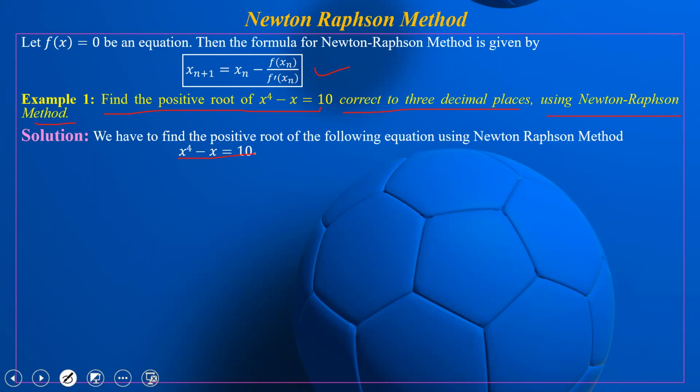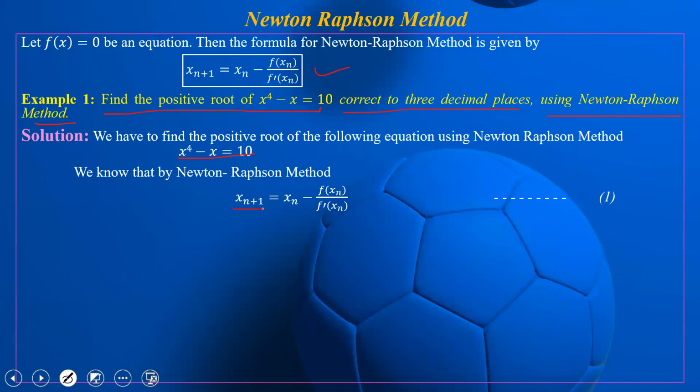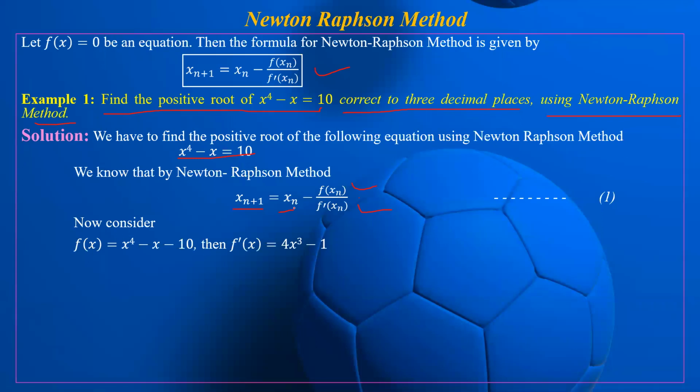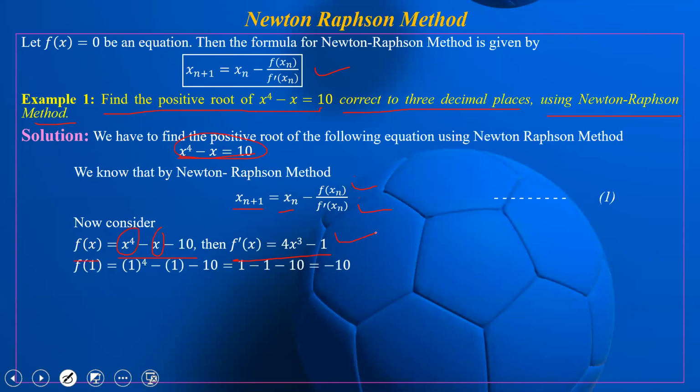So let us consider what f of x is. We know that by the Newton-Raphson method, xn plus 1 is equal to xn minus f of xn divided by f dash of xn. Now consider this total term as f of x. So f of x is equal to x to the power 4 minus x minus 10. Then what is its derivative? The derivative of x to the power 4 is 4x cube. The derivative of x is 1. So f dash of x is 4x cube minus 1. So we have calculated f of x and f dash of x.